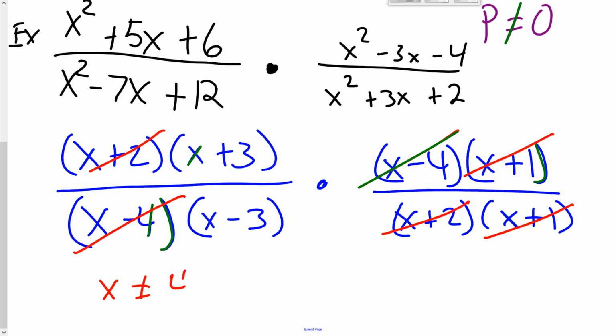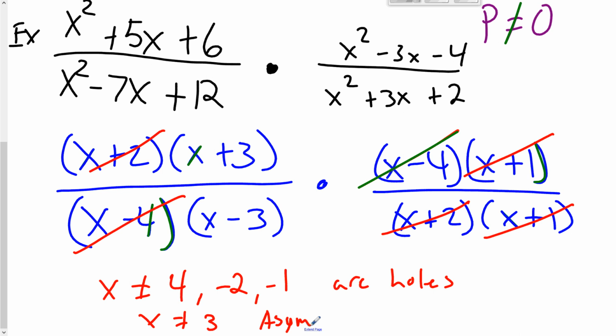The 4, negative 2, negative 1, and then x equals 3. That's an asymptote. Sorry. 3 is an asymptote? Yeah, x equals 3 would be an asymptote. Okay.